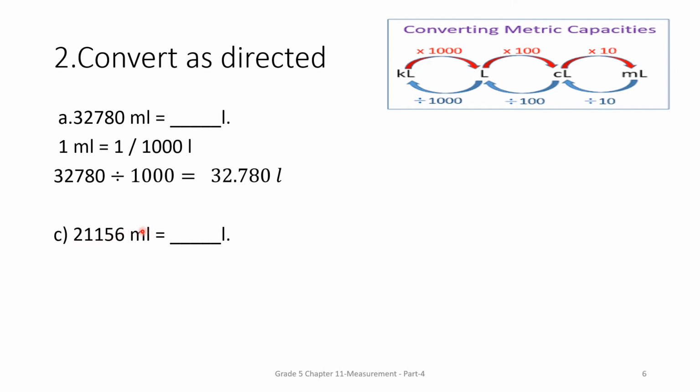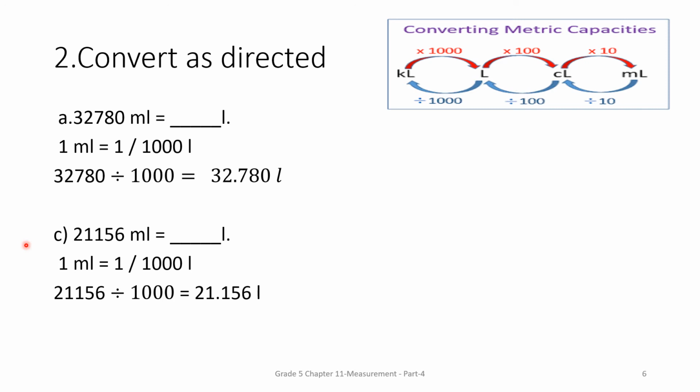Okay, now we will see sum number C, that is 21156 milliliters equal to how much liters? Again scholars, we have to convert milliliters to liters. So for that what we need to do? Yes, we need to divide, and we know that 1 milliliter equal to 1 by 1000 liters. So how much will be 21156 milliliters? So we have to divide 21156 by 1000.